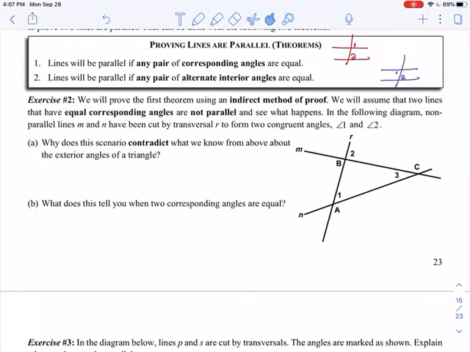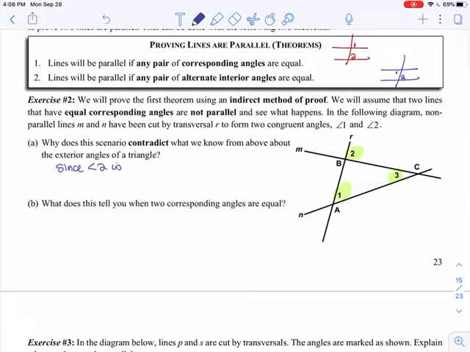So, in the following diagram, non-parallel lines M and N have been cut by transversal R to form two congruent angles, angle 1 and angle 2. So angle 1 and angle 2 are congruent to each other, or this is the indirect method of proof that we're doing. Why does this scenario contradict what we know from above about the exterior angle of a triangle? Because remember that angle 2 is the exterior angle of a triangle. Angle 2 should actually be equal to angle 1 and angle 3.